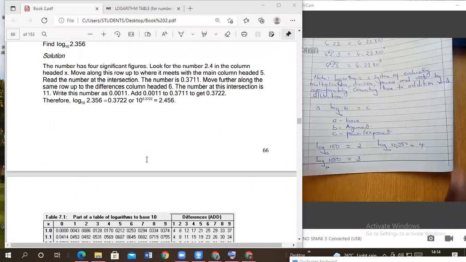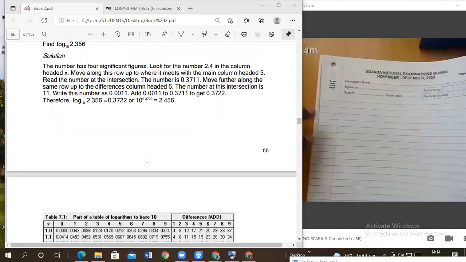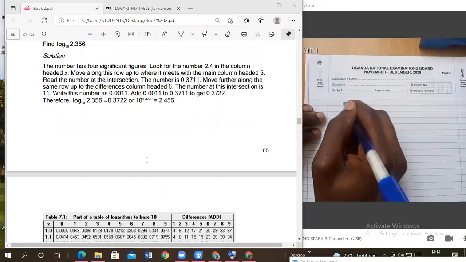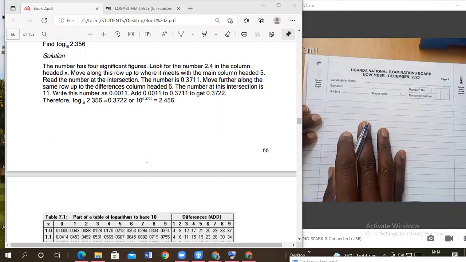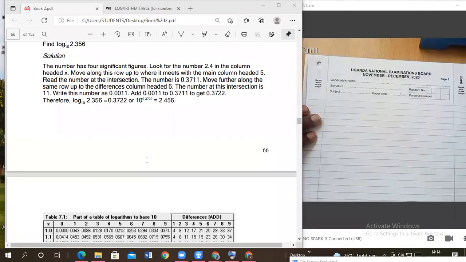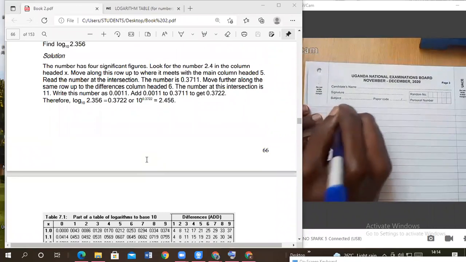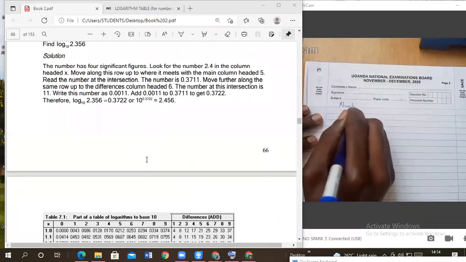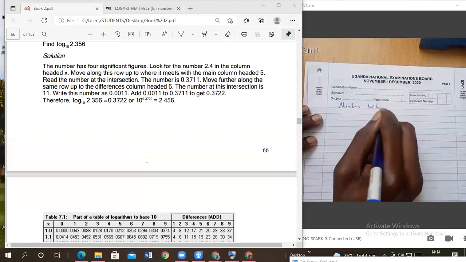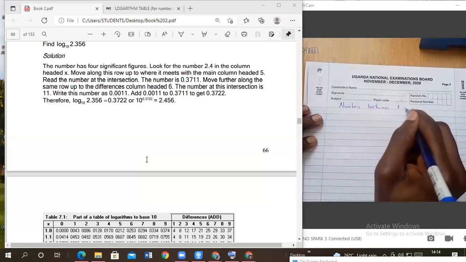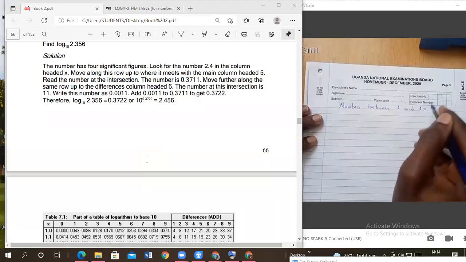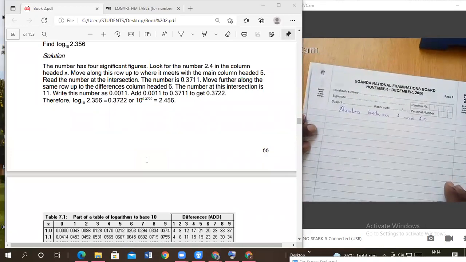Now, just to remind ourselves, how to read a log table. And this is for numbers between 1 and 10.